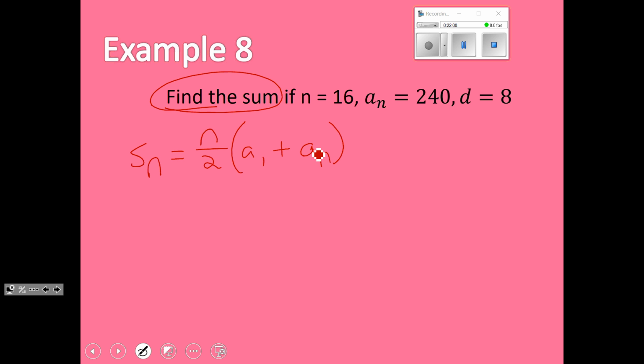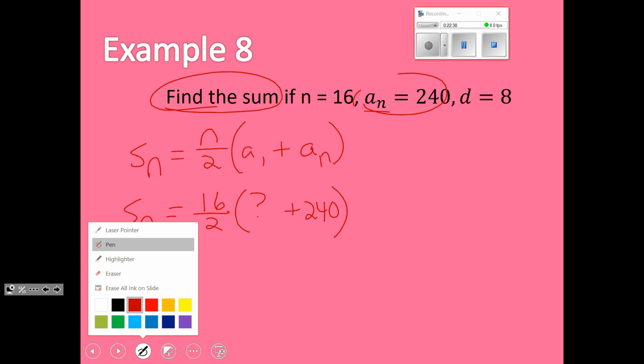And let's plug in what we know. We know, in this case, n is 16. So we know we're going all the way from the first term to the 16th term. We know a sub n, so the value of the 16th term would be 240. My question is where do I put the common difference? And there's nowhere in here. What are we missing? In order to find this out, we need a sub 1. We need to figure out what the first term is.